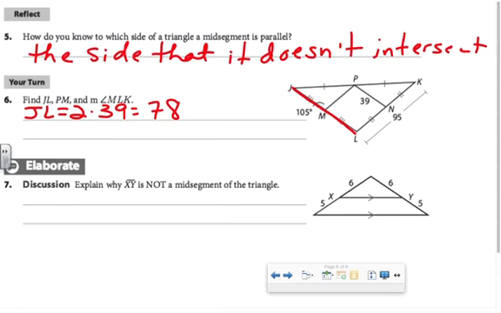I'm also asked for the length of PM. So here's PM. It is a midsegment, so it will be half the third side. So the third side for PM is the side that it's parallel to. That's LK. So PM is half of 95, so that's 47.5.